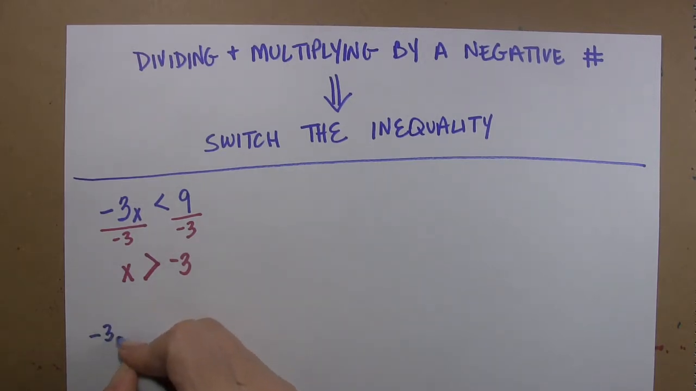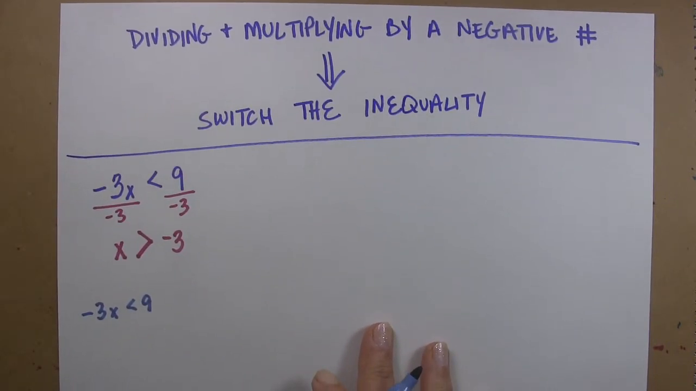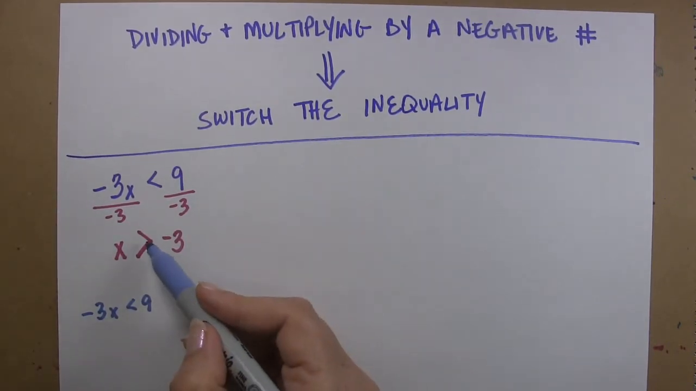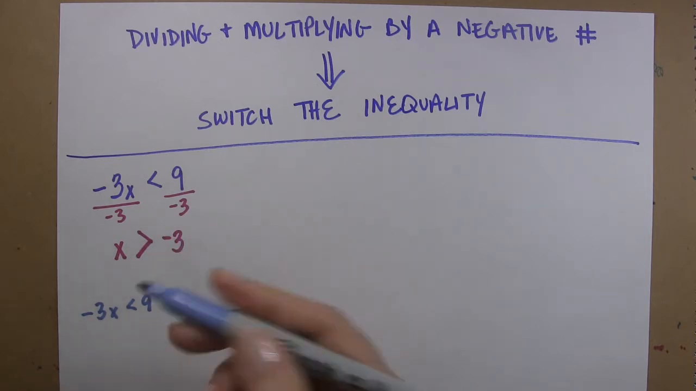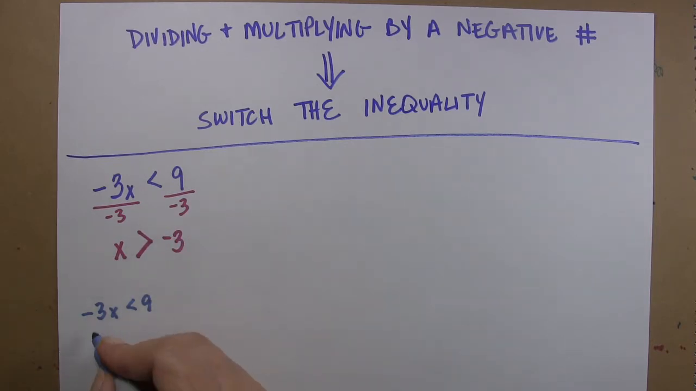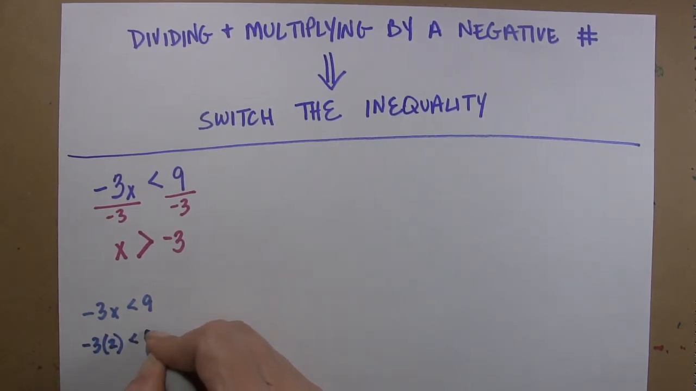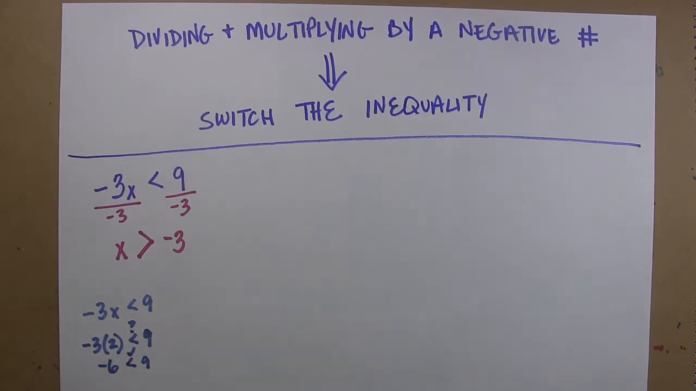Let's say that we're going to make x, you see it has to be greater than -3. Let's make it 2, okay? So -3 times 2, is that less than 9? Well, -3 times 2 is -6, so yes, it is less than 9. So it has to be greater than -3.